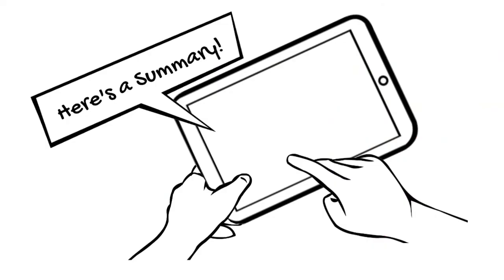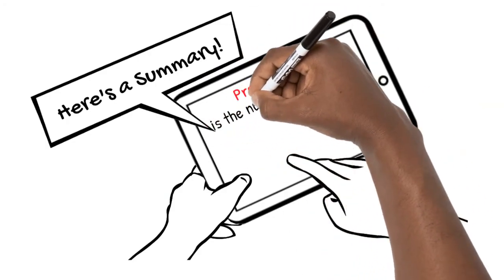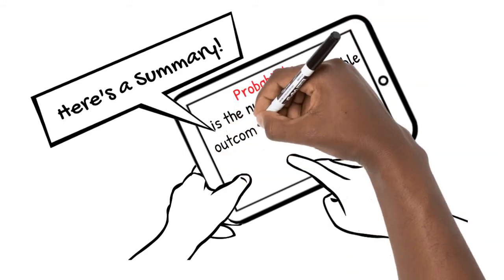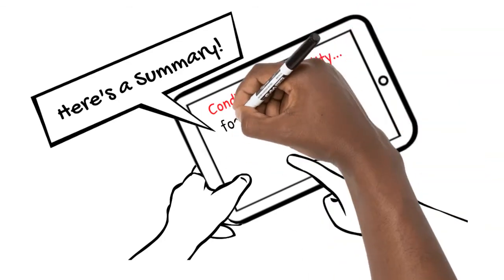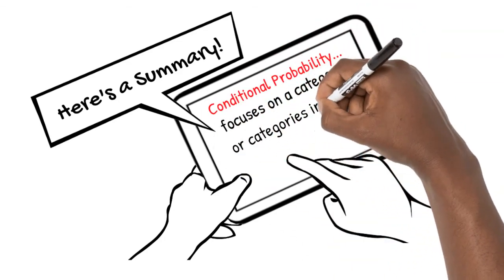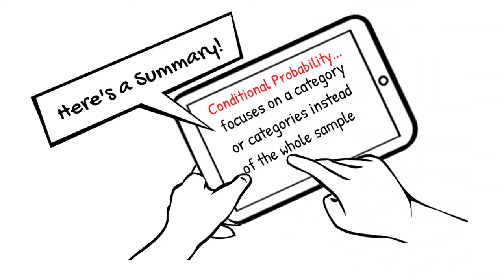Here's a summary of what we've learned. Probability is the number of favorable outcomes over the number of possible outcomes. Conditional probability focuses on a category or categories instead of the whole sample.